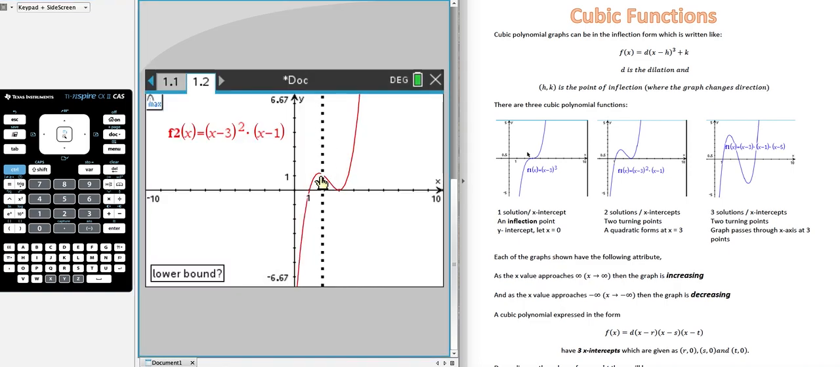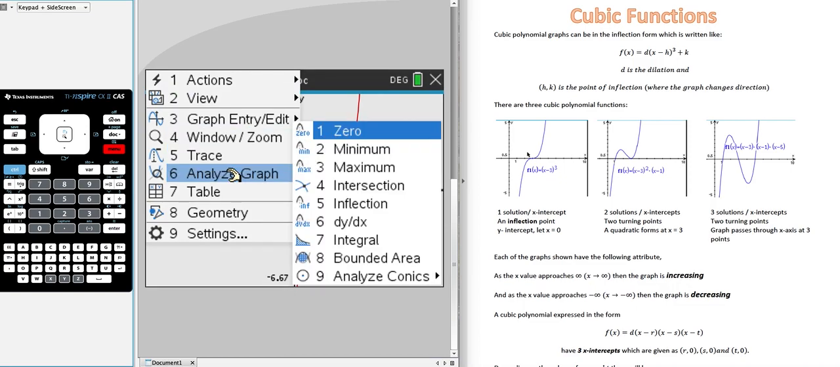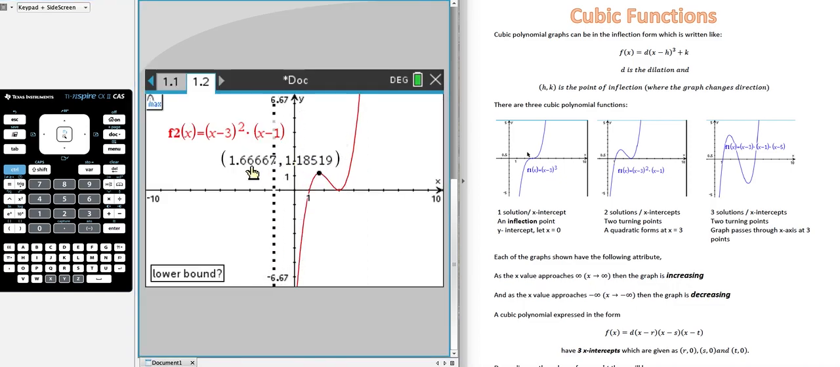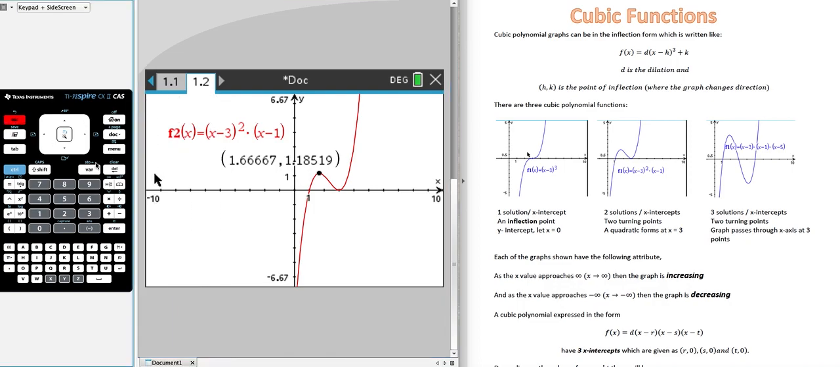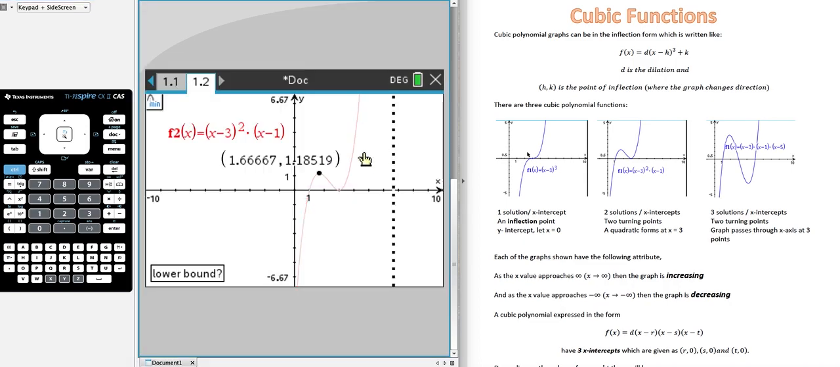I can go to maximum, and I can go over to the maximum, and it will give me the turning point. Same as if I do analyze graph and do minimum. Oops, that was the maximum again. Okay, get out of that. Menu, analyze graph, minimum, and then just go over to that part of the graph. It'll tell me what the turning point is.